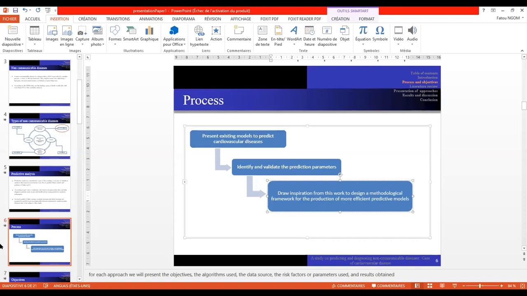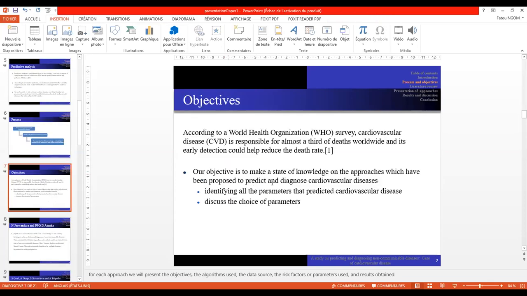And the objective of this study is to make a state of knowledge on the approaches which have been proposed to predict and diagnose cardiovascular disease. So we're doing that, identifying all the parameters that predict cardiovascular disease, and also we have to discuss the choice of parameters.